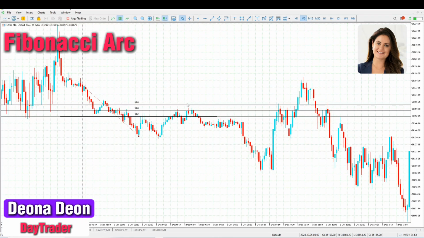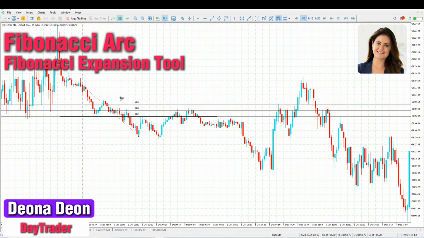After I use the Fibonacci arc, what I use again is a Fibonacci expansion tool. The Fibonacci expansion tool is used to determine how far the market is likely to go. So if I click here, I'll get the expansion below. If I click on the expansion, click here and click there, I'll get the expansion above. So what I have to do is draw my lines to mark those important levels.